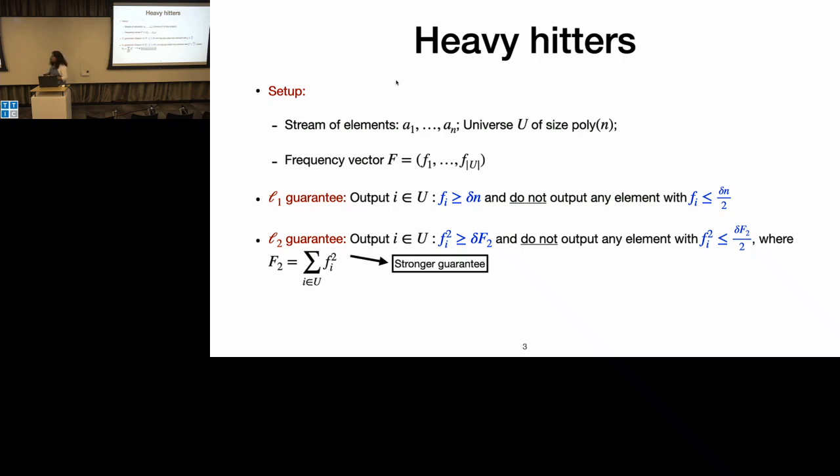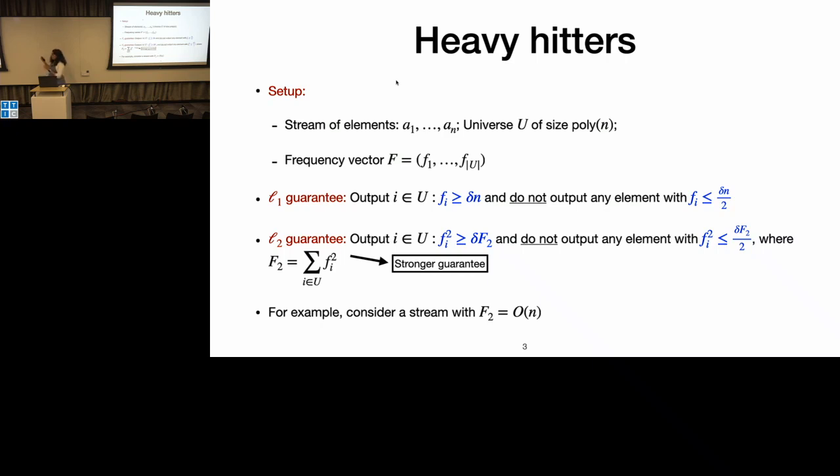Now, if you notice, the second guarantee is actually a stronger guarantee than the first in the following sense. Let's assume delta is a constant, and let's say that we have a stream where F2 is order n. Now, the first guarantee asks you to output an element that occurs in at least a constant fraction of the stream. While the second guarantee says that f_i squared is at least delta times n, which means that the frequency itself is only like square root of n.